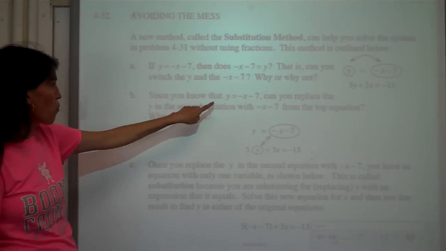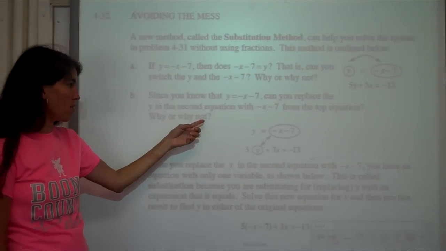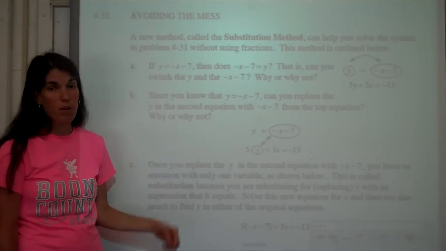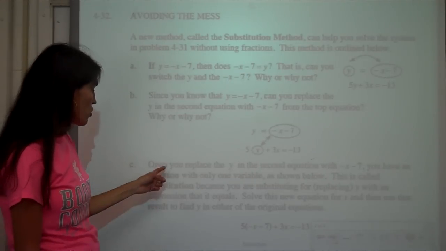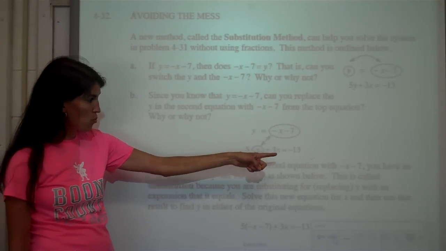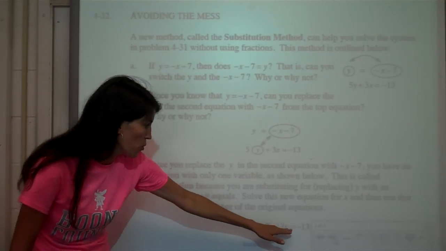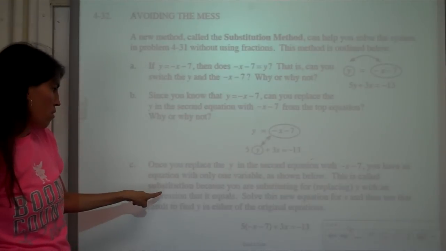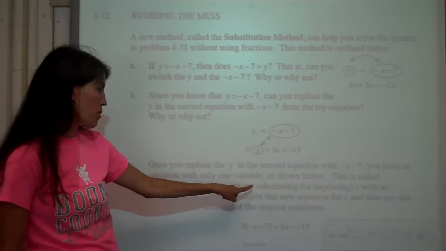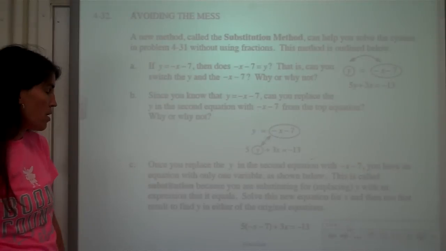Since you know that y equals negative x minus 7, can you replace it? Once again, you can replace it. I want you to give me a reason why you think that is the case. Once you replace the y in the second equation with negative x minus 7, you have an equation with only one variable. See how you only have x's down here? This is called substitution because you're substituting or replacing y with an expression that it equals. So you need to solve this equation.